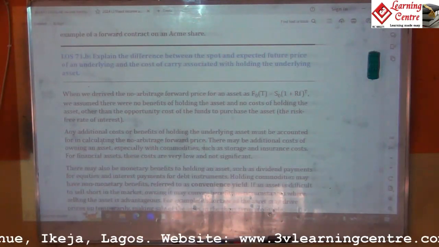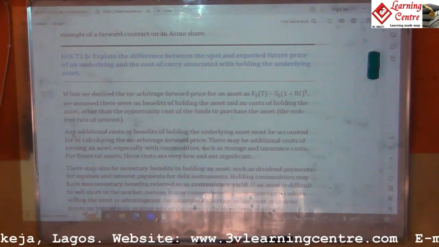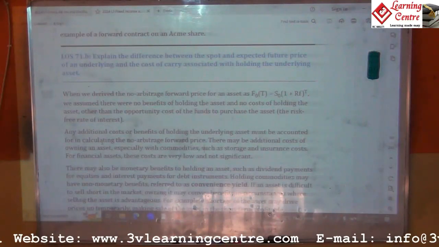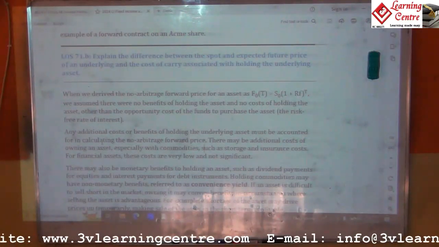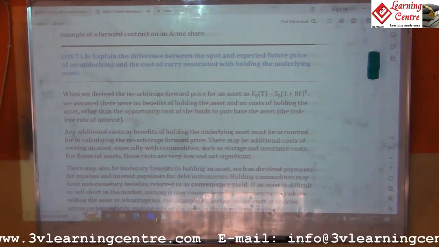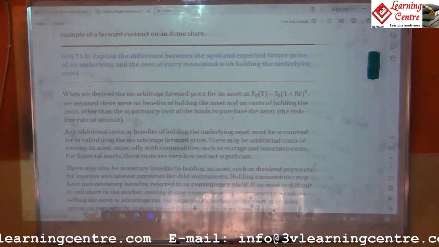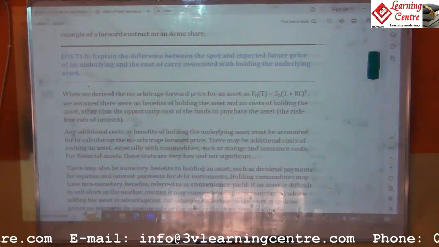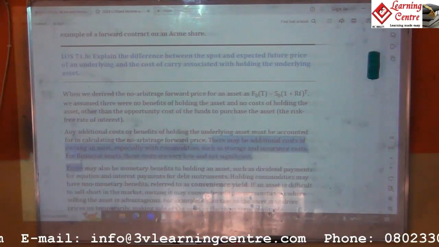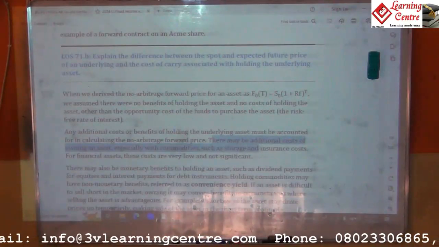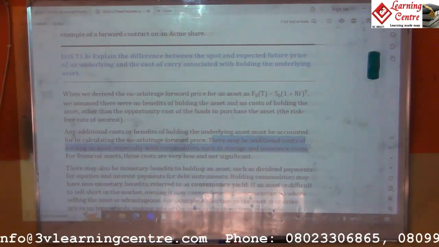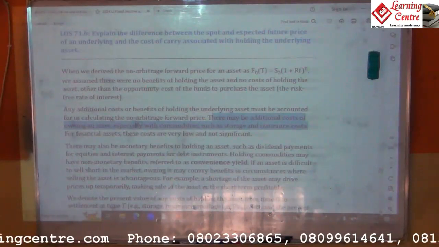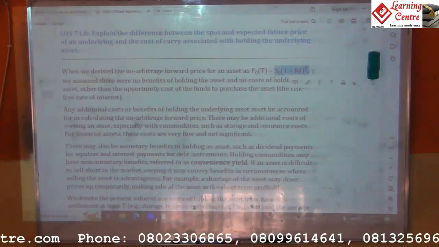You have bought it today. You are going to sell it at a future price. So the idea is everything that it has cost you to hold that asset until you sell it has to be added to the price of the asset. It's basic. Just like transportation cost. We have transportation cost to an asset because I have to transport it from point A to point B. So that's what this is saying. So there may be additional costs of owning an asset, especially with commodities, such as storage and insurance costs. You get it. So this cost has to be added to our formula to get the future price.